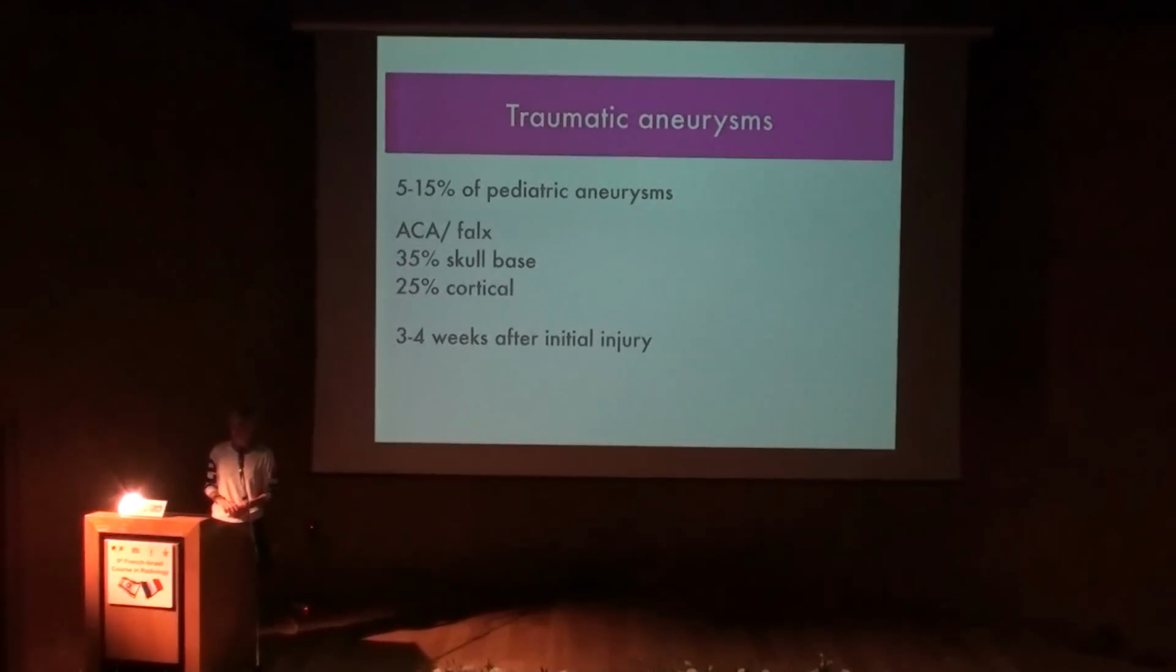So traumatic aneurysms are about 15% of pediatric aneurysms, and this is a lot. Most of them are going to happen in what we call the anterior complex along the ACA and the falx, probably because of trauma against the bone or the fat. Some are going to happen in the skull base where the carotid enters the brain, and then we have the diffuse cortical, and I'm going to show you an example. The interesting thing is most of them are not going to present with the trauma. The patient is going to have a trauma, is going to go home and come back weeks and sometimes even months after the event with the aneurysm.